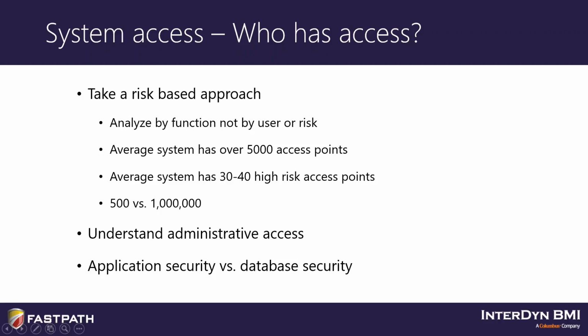There's only about 30 or 40 high-risk access points. Okay, so if you're looking at 30 or 40 high-risk access points at 20 users, you're looking at a maximum of 600 to 800, or I'm sorry, 6,000 to 8,000 different access points versus 100,000. So when you're looking at, let's say, an audit trail report of some sort, you could be looking at 500 rows of data versus 1,000,000 rows of data. So let's make sure that we're taking a risk-based approach when we're looking at all of this information.